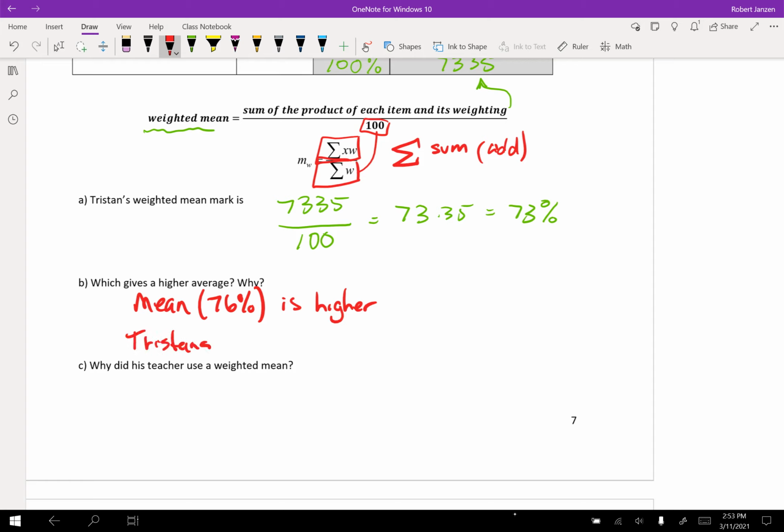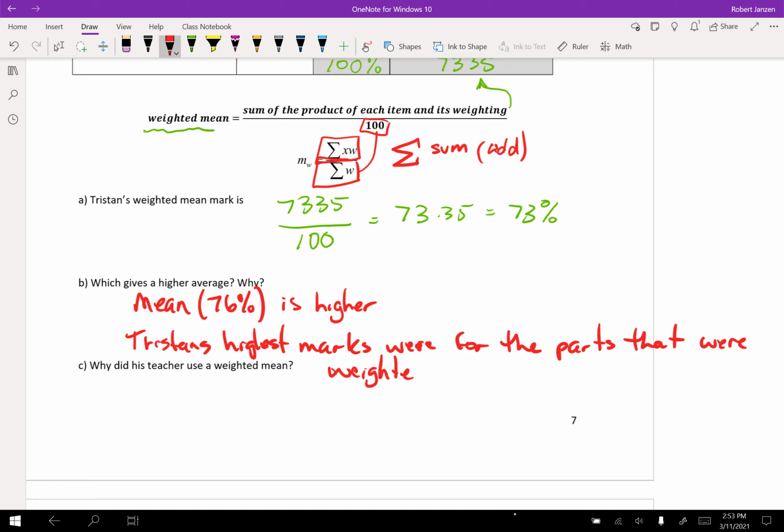Tristan's highest marks were for the parts that were weighted the least.